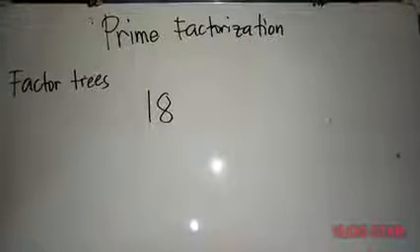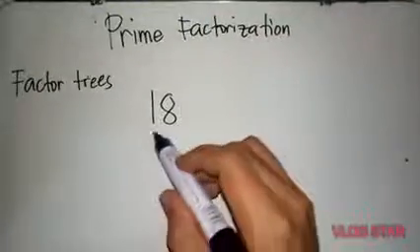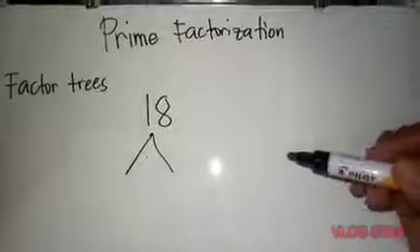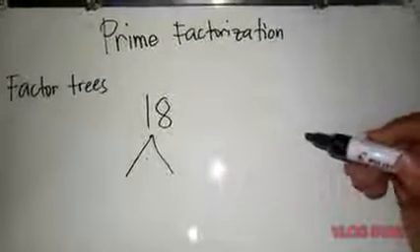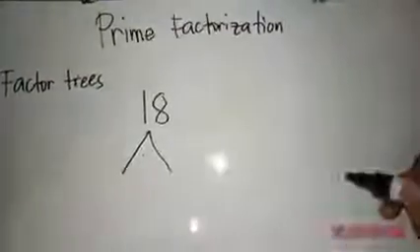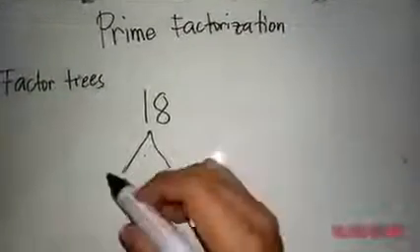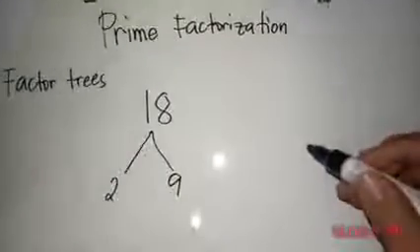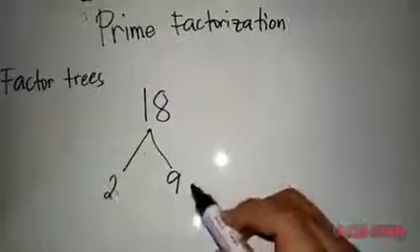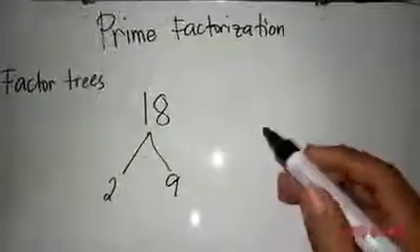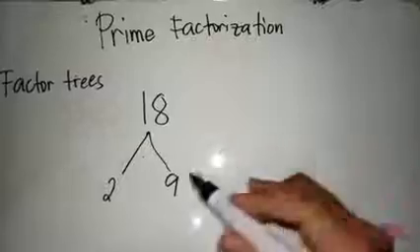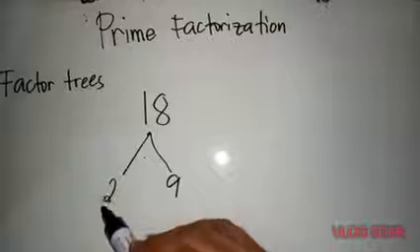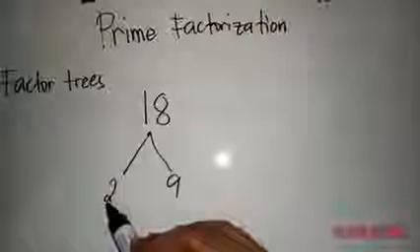So here is an example of factor trees. First, think of two numbers that when you multiply, the answer is 18. So 2 and 9. Remember that our goal is that all the factors must be prime numbers. I will repeat, all the factors that come out must be prime numbers. Since 2 is a prime number, we'll end with that one.